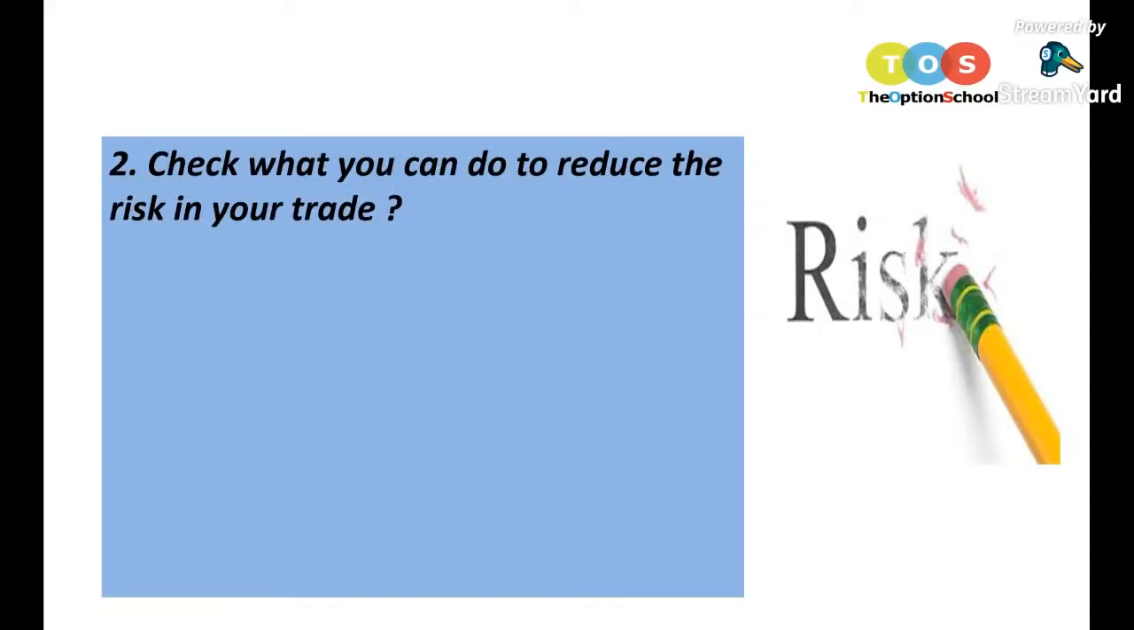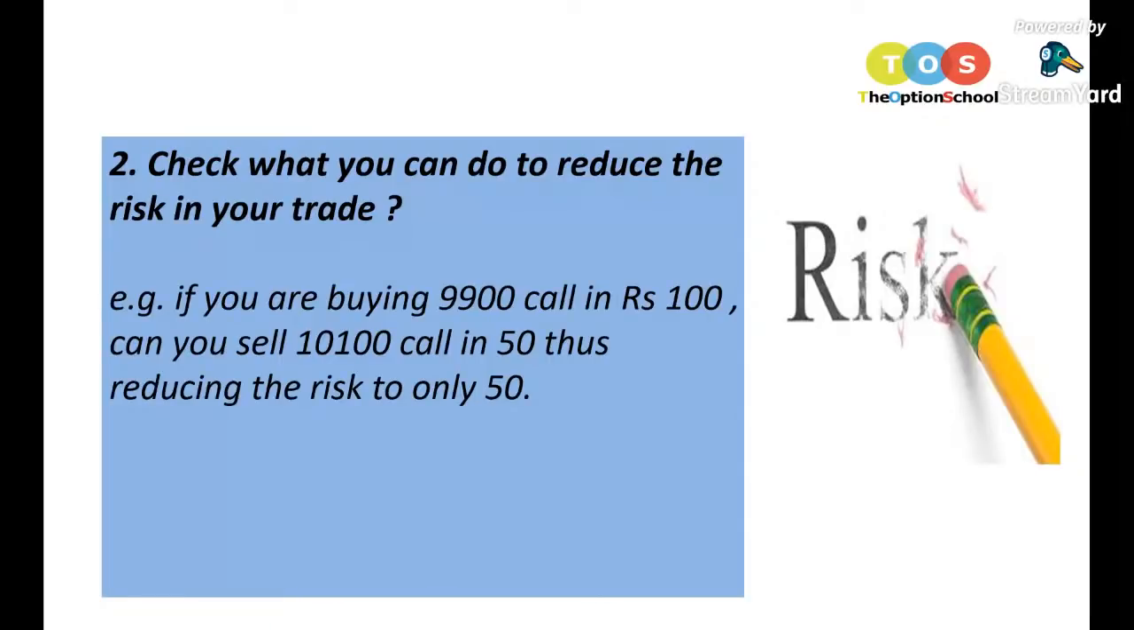Second step, check what you can do to reduce the risk in your trade. Once I know that this is the kind of risk in my trade, can I do something to reduce the risk? Obviously, in each and every trade, there are mechanisms wherein you can reduce the risk also. For example, if you're buying 9900 call at rupees 100, then can you sell 10,100 call at 50, thus reducing the risk to only 50?